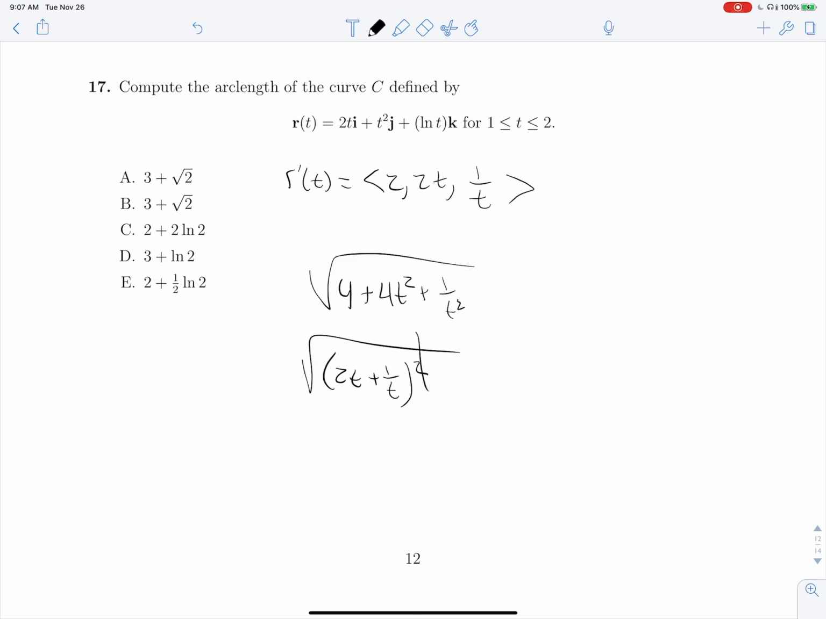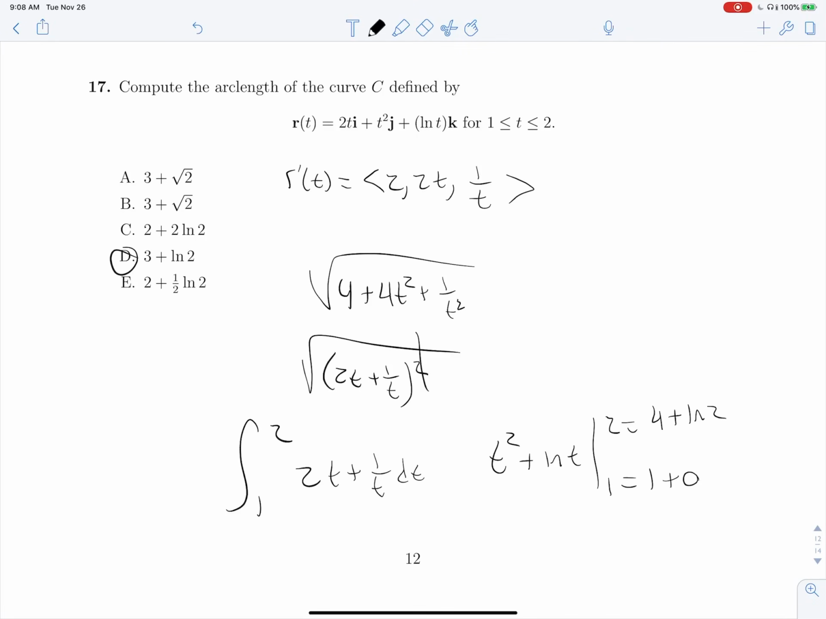And these things cancel, so we're left with the integral from 1 to 2 of 2t plus 1 over t dt. That's going to be t squared plus ln t on 1 to 2, which is 4 plus ln 2, minus 1 plus 0. So overall, we get 3 plus ln 2.